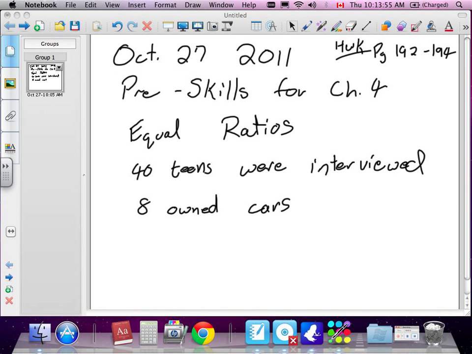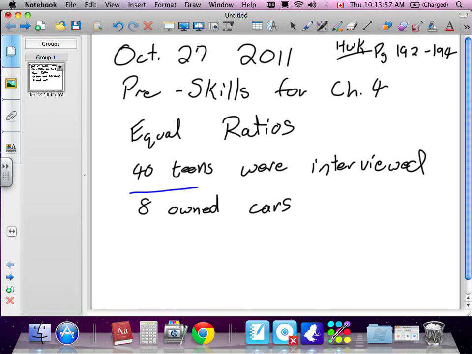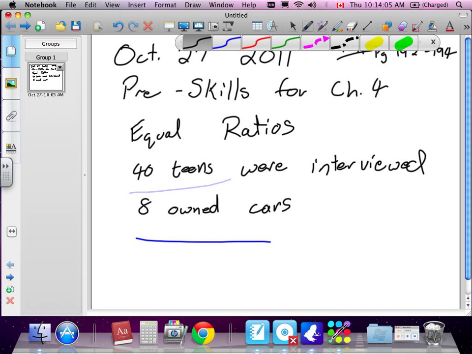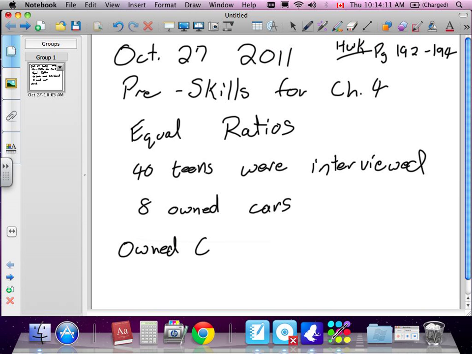Our first question says that 40 teens were interviewed, and they were asked how many of them owned cars. It turned out 8 of them owned cars. So we can make 2 ratios out of this. First one was those who own cars, and the second ratio could be those who did not.